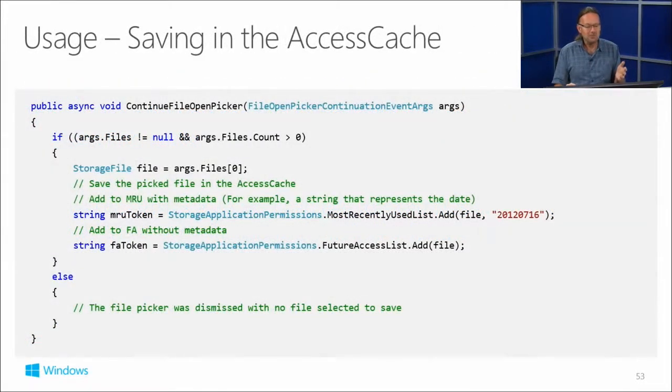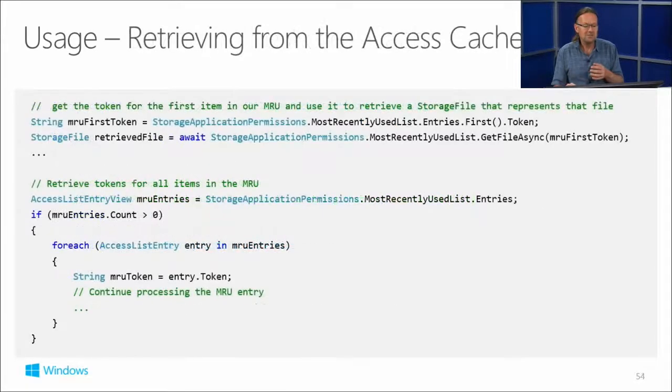So the way you use it, here you go. This is continue file open picker. Saving it into it couldn't be easier. You say StorageApplicationPermissions.MostRecentlyUsedList.Add, and then you add the file. And you can put some metadata on it. It's similar to add it to the future access list, just add it. So there you go, and that's very easy.